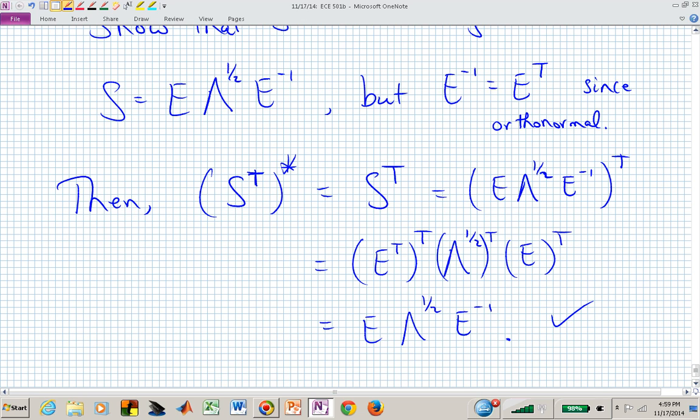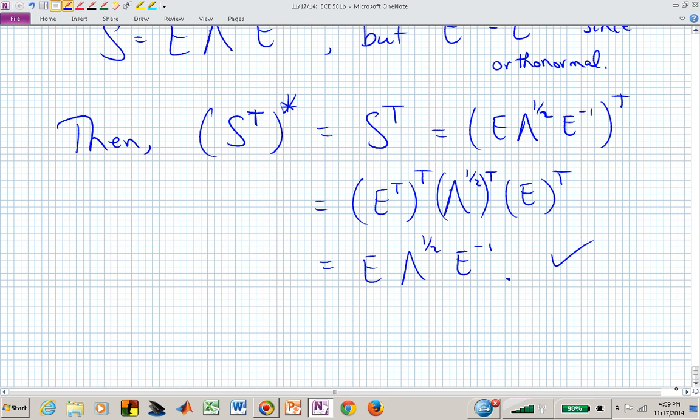conjugate is S, which means that it's SA. Self-adjoint.